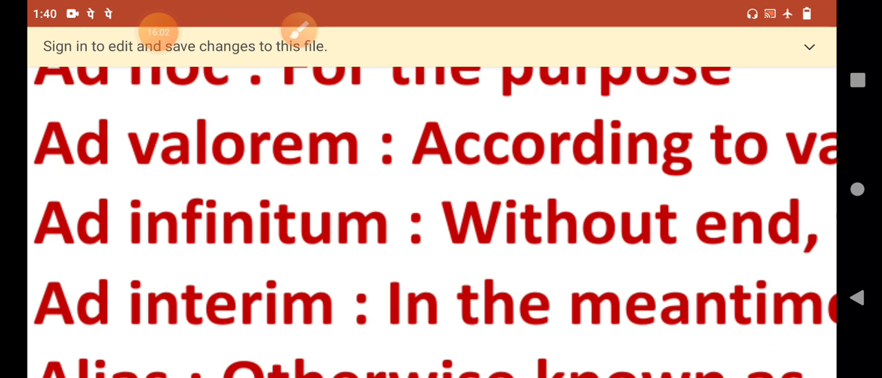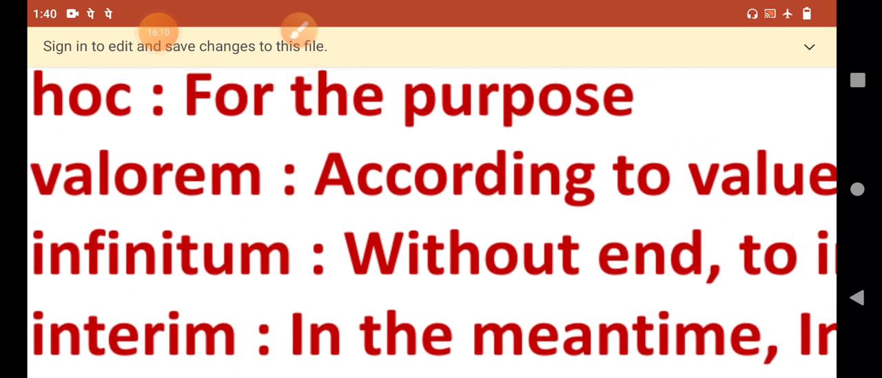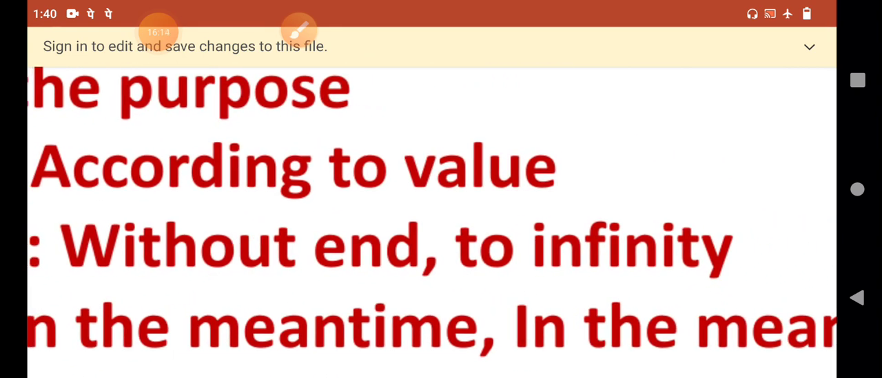Ad infinitum. The meaning is without end; a clear meaning is there, to infinity. Ad infinitum is the correct pronunciation. Ad infinitum means to infinity, that means forever. It is continuous forever, without limit, without ending, endlessly. This is the meaning of ad infinitum. If something happens ad infinitum, what is the meaning of that?